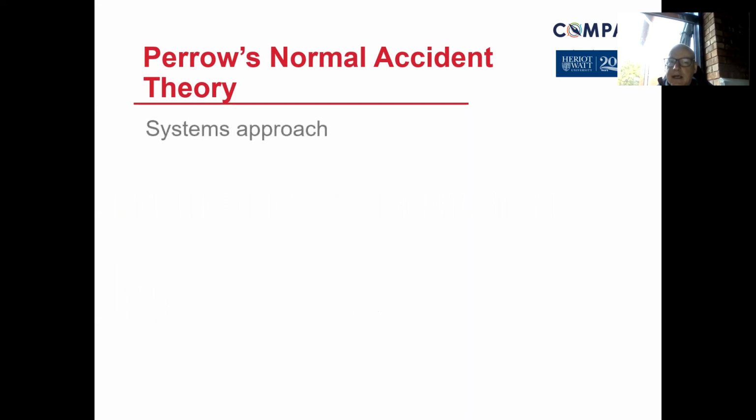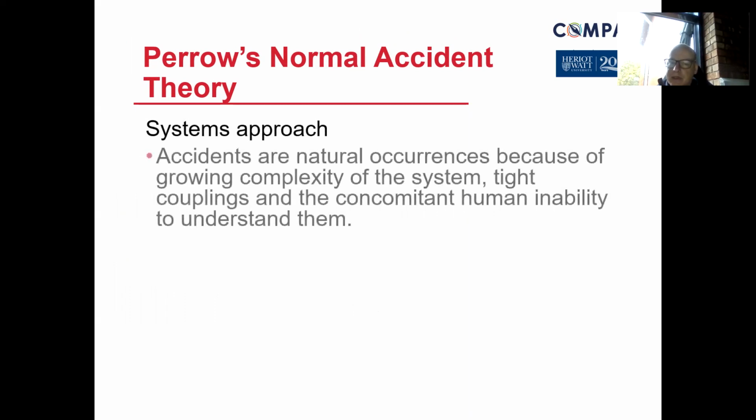So then Perrow came up with this theory about normal accidents, and it has this system approach to it. In the interpretation, accidents are natural occurrences because of the growing complexity of the system. So misinterpretation could be a classic example of that. Tight couplings and the concomitant human inability to understand. So the collective decision making that's led to that point in time makes humans unable to understand them or put them into place.